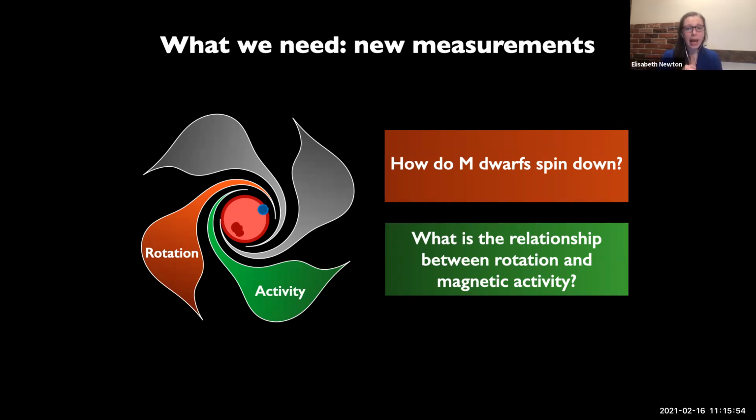And like I said, the mid to late M dwarfs in these nearby observationally accessible clusters have not yet begun to spin down. So the approach that I've taken is to look at M dwarfs in the field of the galaxy, where we don't necessarily know all that much about an individual star, but we can look at the ensemble and try to figure out what's happening.